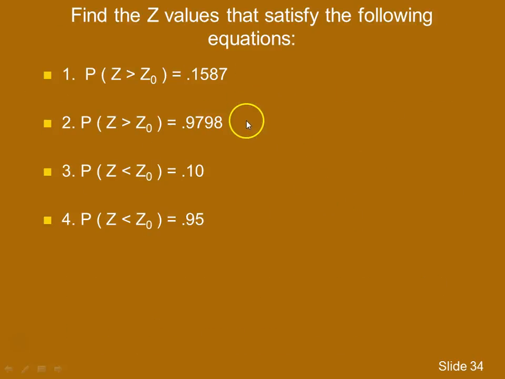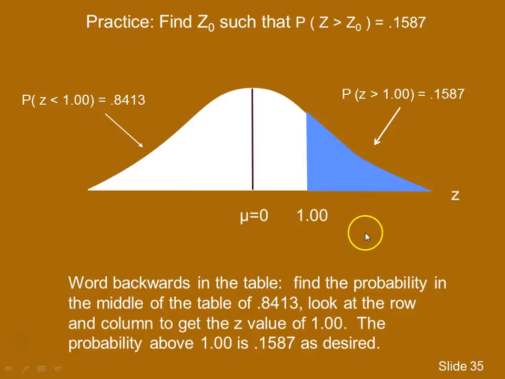Let's do a couple more for practice. I'm going to do the first two, and then leave the last two for you to do on your own. Again, number one, we want to find a z value such that the probability that z is above z0 is 0.1587. This one is fairly similar to the last one. 0.1587 is a fairly small probability, so it has to be in the upper end of the distribution.